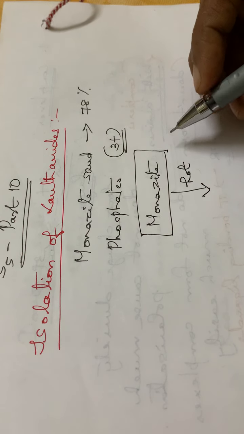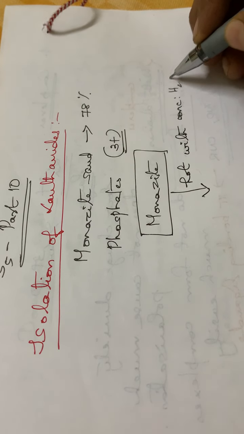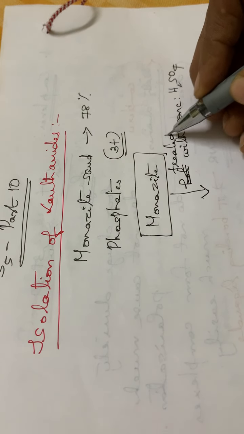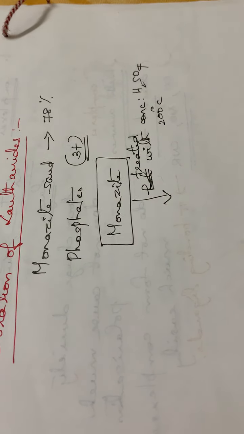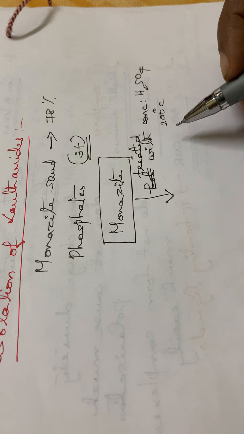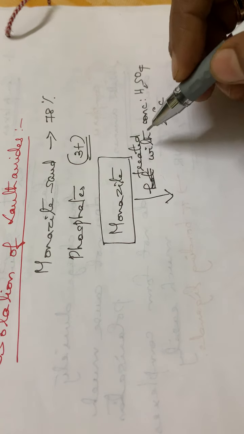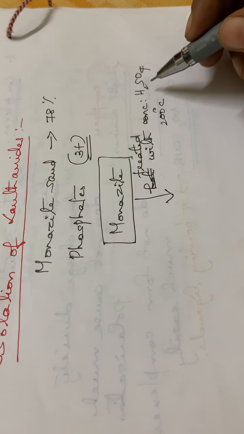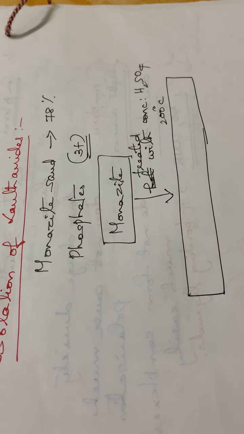In your textbook, a flow chart is there. It is treated with hot concentrated sulfuric acid. The temperature here is about 200 degrees Celsius. While treating with concentrated sulfuric acid, the phosphates present in this monazite sand will be converted to sulfates, so that we will be obtaining these lanthanide elements as a paste of the sulfates.